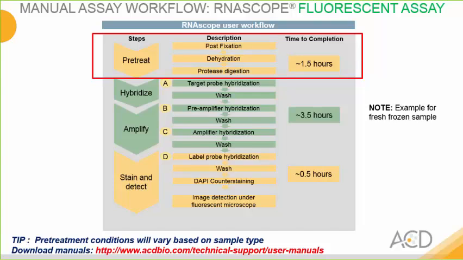we're showing a pretreat step for a common sample for a fluorescent assay, which is the fresh frozen tissue. As you can see, in this case, the pretreat steps are different, which involves post-fixation, dehydration, and protease digestion. So if your samples are different, please be sure to visit our website for the appropriate manuals for your sample type that we support. In terms of the actual workflow, it's actually quite straightforward. It's probe hybridization, followed by amplification, counter stain, and detection steps.